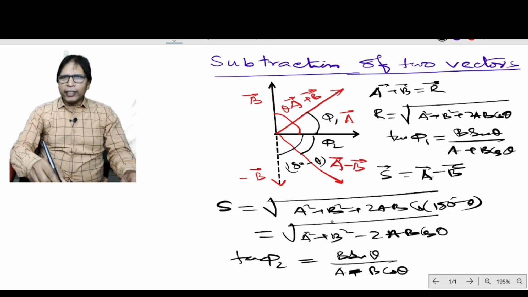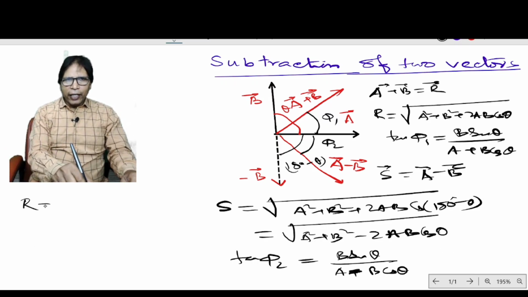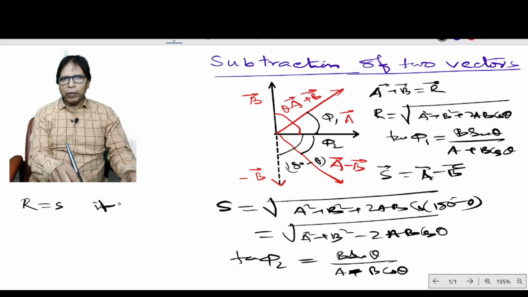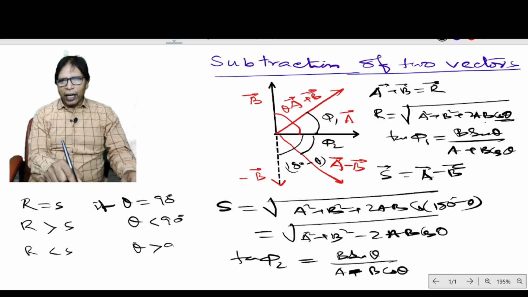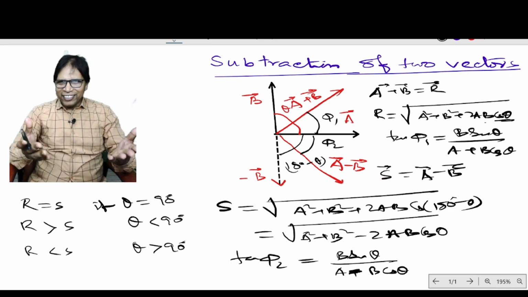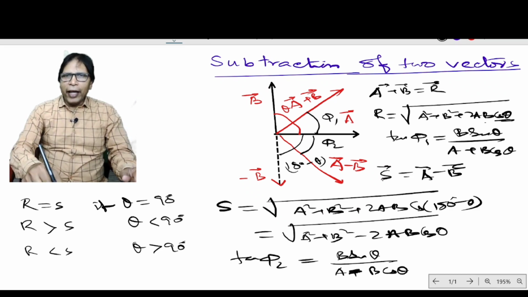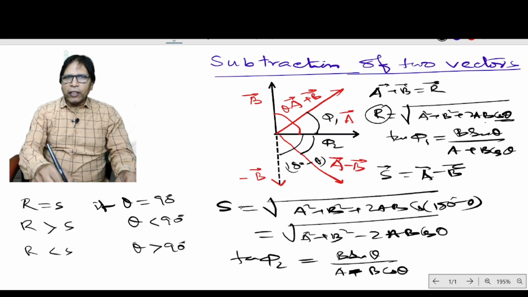Okay. So R equals S if theta equals 90 degrees. R is greater than S when cos theta is positive, so cos theta is positive if theta is less than 90 degrees, and R is less than S if theta is greater than 90 degrees. Okay, understood? Now what is the angle between R and S when A equals B?